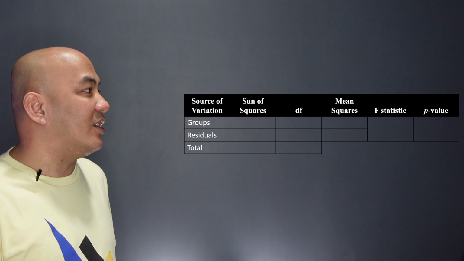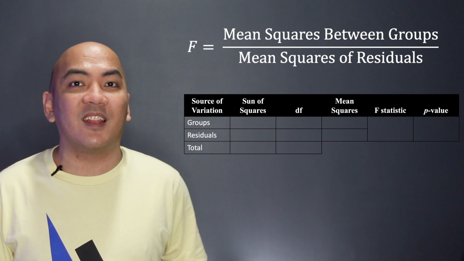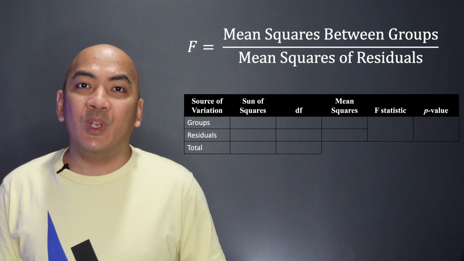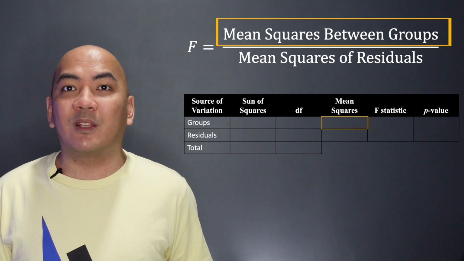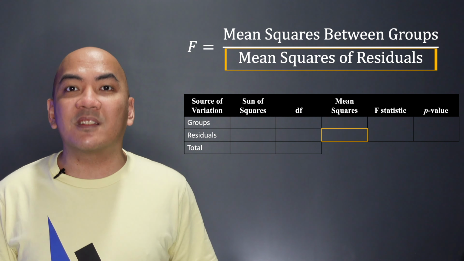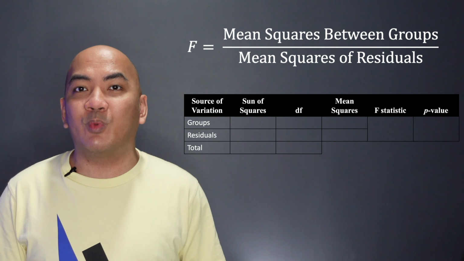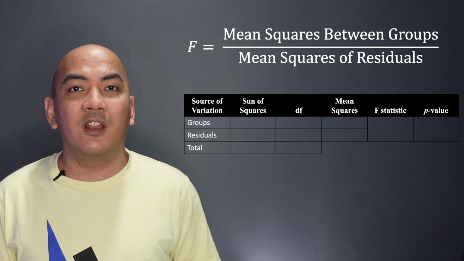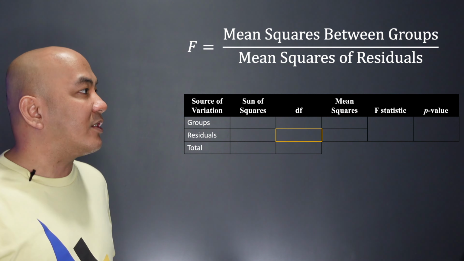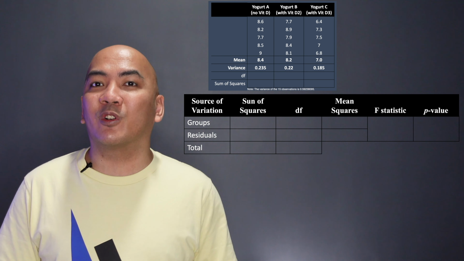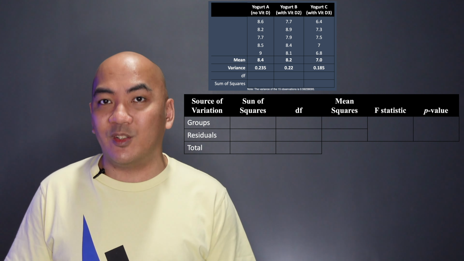Now for the test statistic, we have to complete this table in which our goal is to compute the test statistic F, which has something to do with the mean squares between groups and the mean squares residuals. And in order for us to compute the mean squares between groups and mean squares residuals, we also have to compute the other values of the table. Let's begin to fill out the table, and we're going to begin with the DF of the residuals.